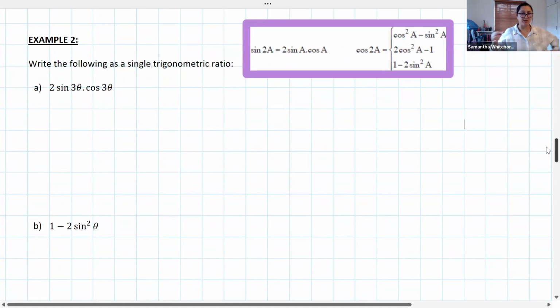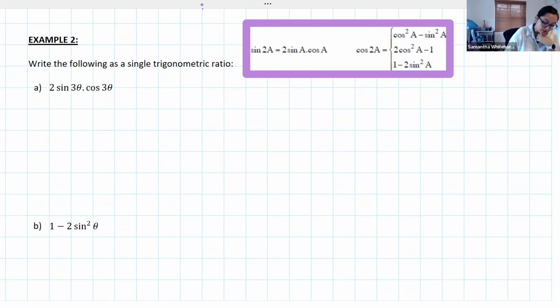Write the following as a single trig ratio. Wonderful. When I'm writing as a single trig ratio, what I need to remember is that I'm writing it as the double angle. So whatever angle I'm starting with in these questions, I'm going to have to double it when I get to my answer, because I'm going from the expanded single angle to the simple double angle.